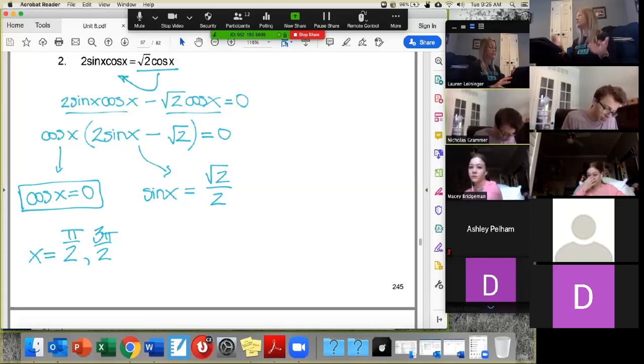They have to be the same reference angle. So if it's at pi over 2, the only other thing that goes with that is 3 pi over 2, and then you've exhausted that. You can't do any more. So I move on to my sine is equal to root 2 over 2.